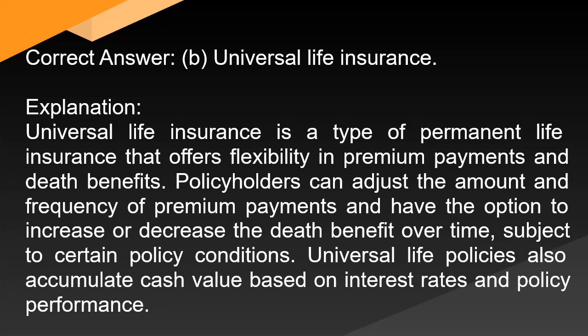Explanation: universal life insurance is a type of permanent life insurance that offers flexibility in premium payments and death benefits. Policyholders can adjust the amount and frequency of premium payments and have the option to increase or decrease the death benefit over time, subject to certain policy conditions. Universal life policies also accumulate cash value based on interest rates and policy performance.